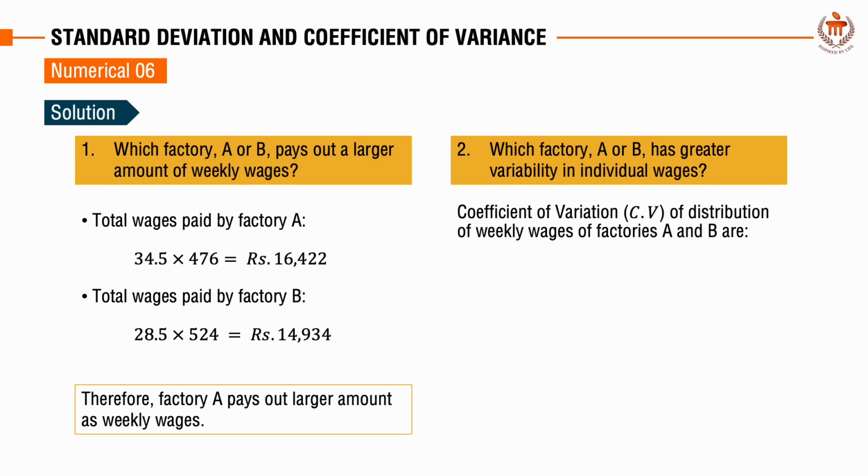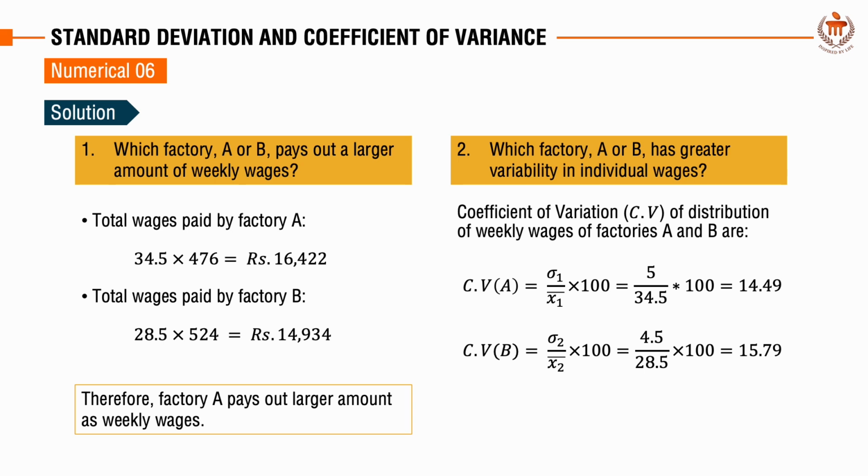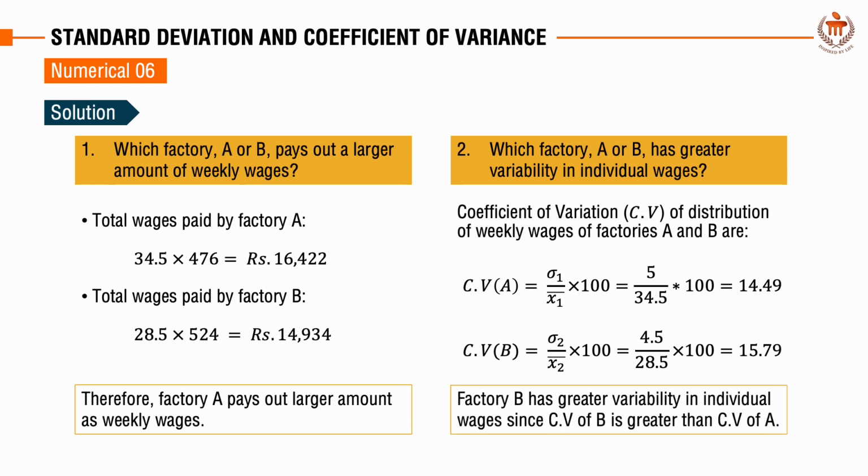For that, we use the coefficient of variation. The coefficient of variation formula is standard deviation by mean into 100. The standard deviation we got from the problem is 5 and the mean is 34.5. So when we use the coefficient of variation, for factory A it is 14.49, while for factory B it is 15.79. So factory B has the greater variability in the wage, since the coefficient of B is greater than the coefficient of A.